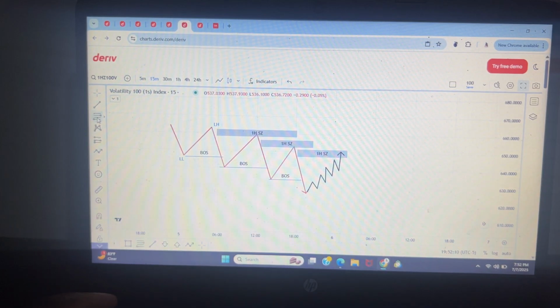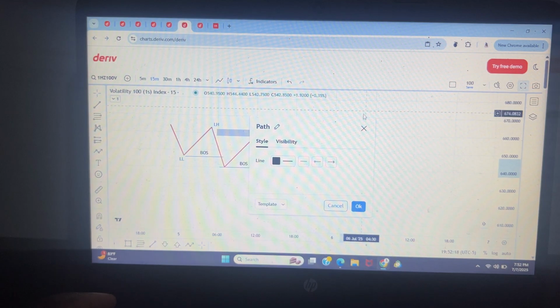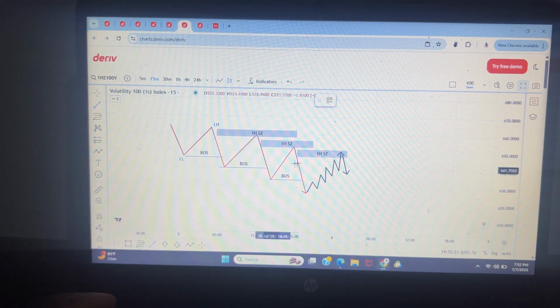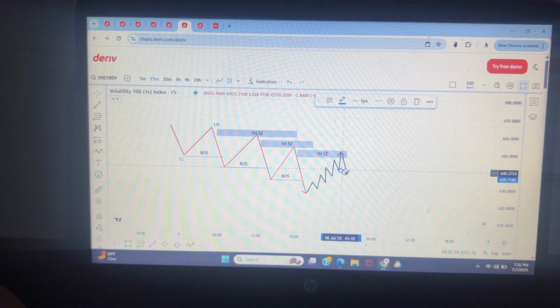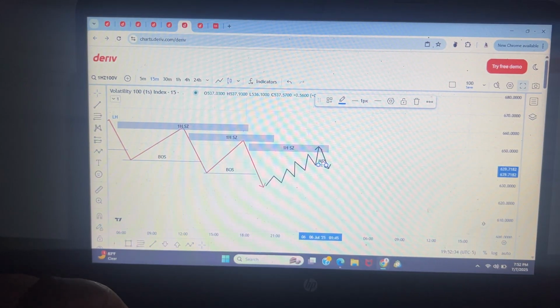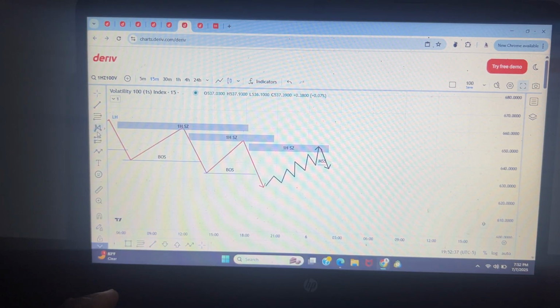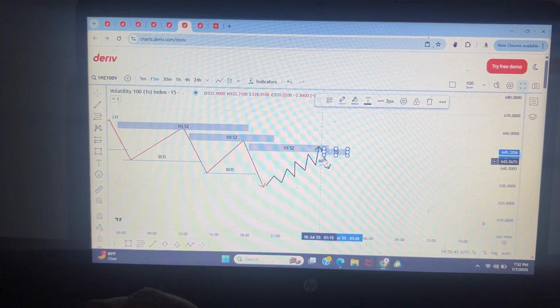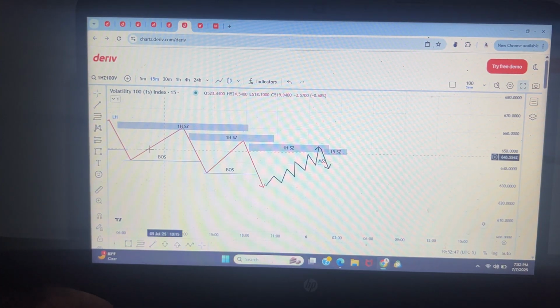So what we're gonna look for in the 15-minute now is for price to come down and break this lower high right there. Let the price break this lower high, and we're gonna call that a market structure shift right there. When you get a market structure shift on the 15-minute, we wait, and we're gonna mark out the 15-minute supply zone.